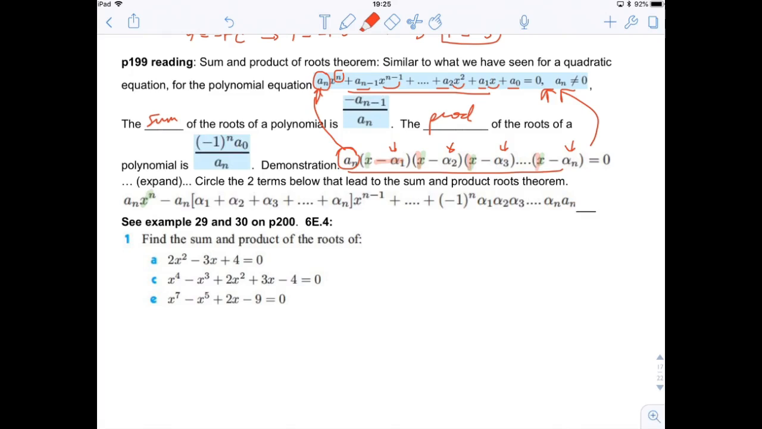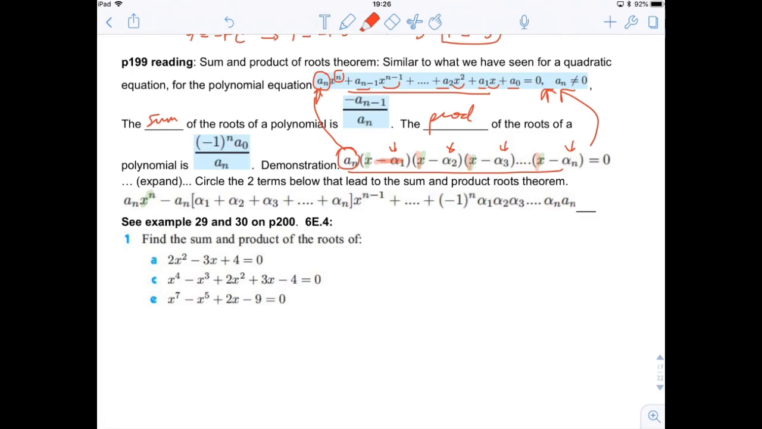Because the way you do FOIL in this case is you pick one of the two terms in each of the linear factors and you multiply them times each other. So imagine that you pick the constant term here. That means that you're going to multiply that one times all the red x's that follow. So what would be the degree of that term? It would be x to the n minus 1 instead of x to the n, right? And it would be multiplied times minus alpha 1.